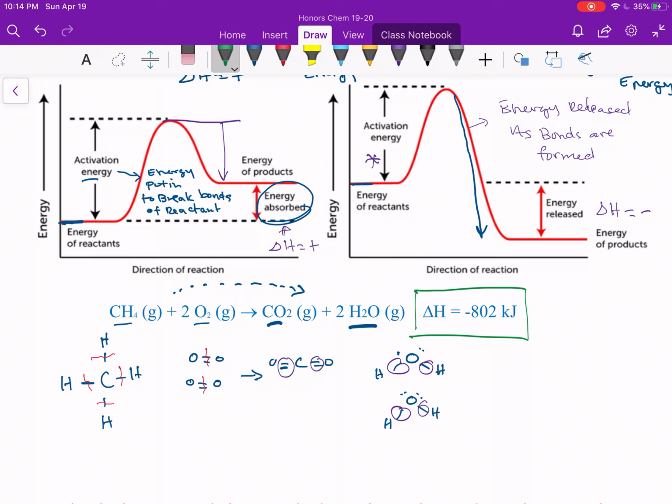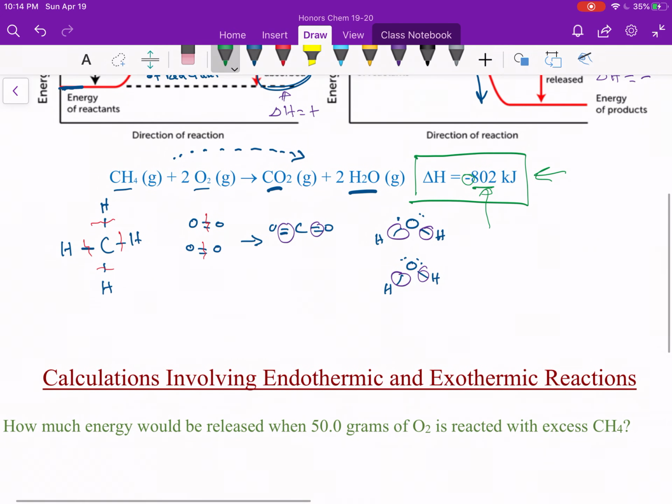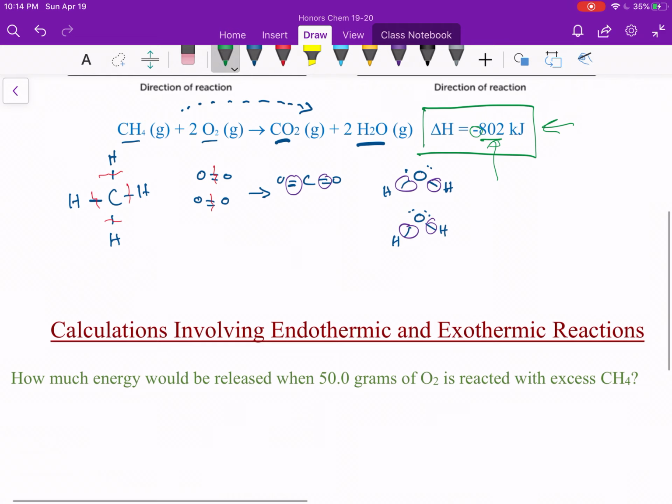So if we have the combustion of methane, and we see that that reaction is exothermic, and we know it's exothermic because of that negative sign right there, and that negative sign is just a direction. It's telling me that it's releasing energy, and then we can see the magnitude of the energy. We're getting 802 kilojoules of energy out of that particular chemical reaction, so it's a pretty exothermic reaction. Now, how can we use that? Well, let's say we had a problem, and we want to know how much energy would be released when 50 grams of oxygen is reacted with excess CH4.